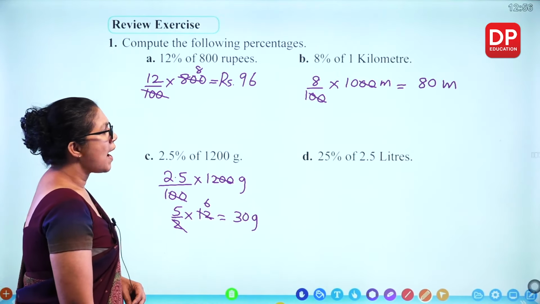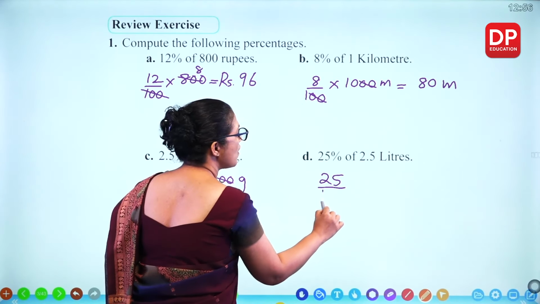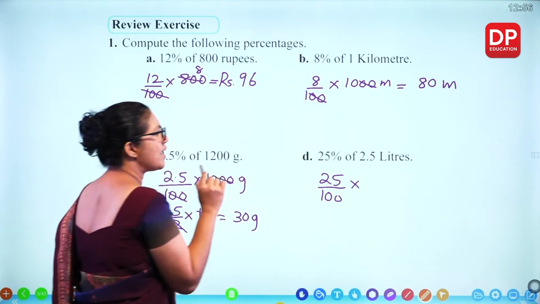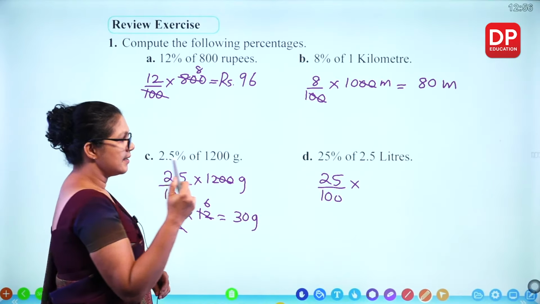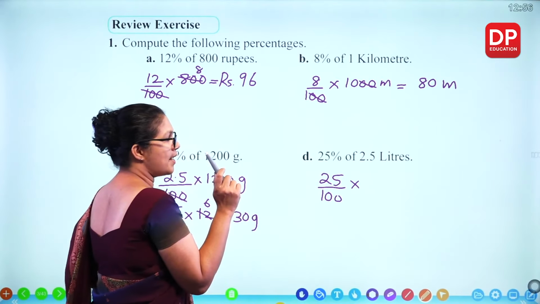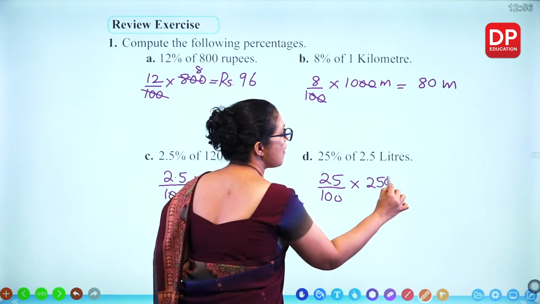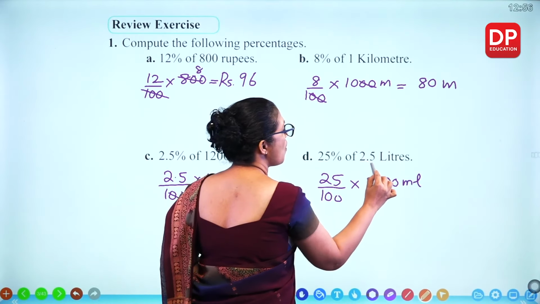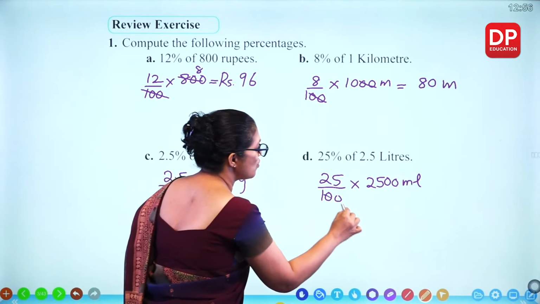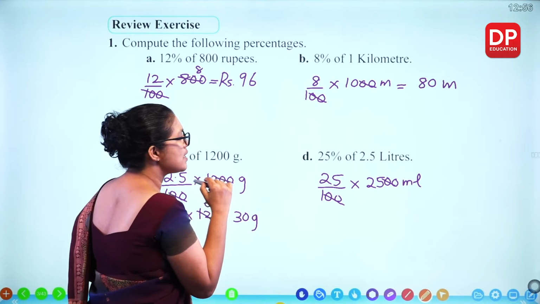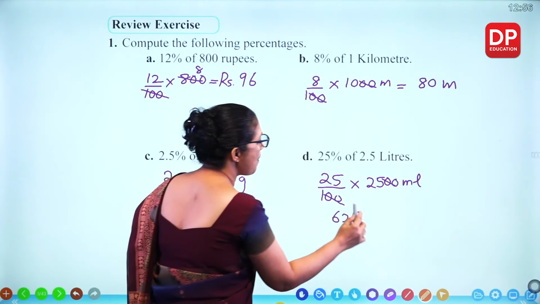Next one, 25% of 2.5 liters. So 25% means 25 over 100 into 2.5. I can write this one in milliliters. 1000 milliliters is 1 liter. So multiply by 1000, you get 2500 milliliters. You have to multiply by 1000. Now 2 zeros get cancelled out. 25 times 25 is 625. You get 625 milliliters.